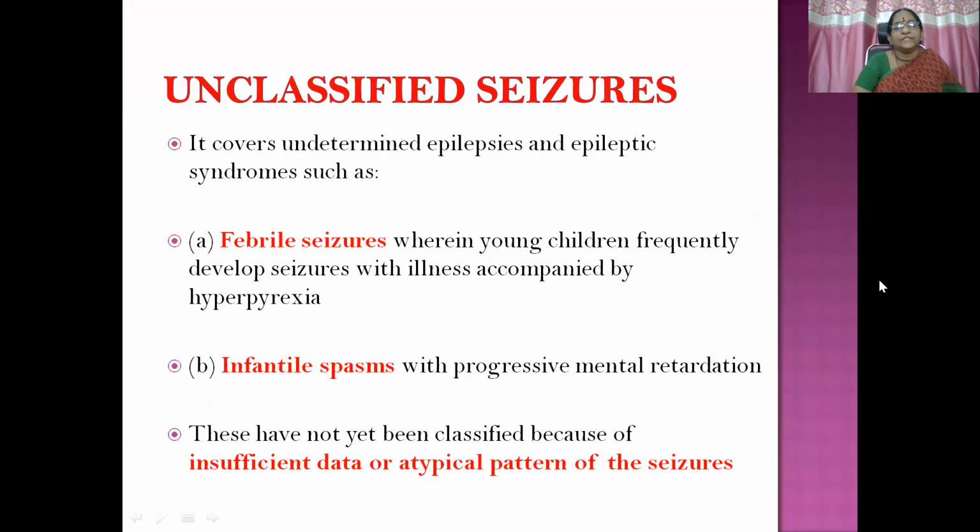What is this unclassified seizures? It covers undetermined epilepsies and epileptic syndromes such as febrile seizures, wherein young children frequently develop seizures only when there is hyperpyrexia. So it cannot be considered as a seizure or epilepsy. That is unclassified seizure. Then infantile spasms with progressive mental retardation, that's what we have discussed just now. Hypsarrhythmia also will not come under epilepsy. It is unclassified seizure. So these have not yet been classified because of insufficient data or atypical pattern of the seizures.